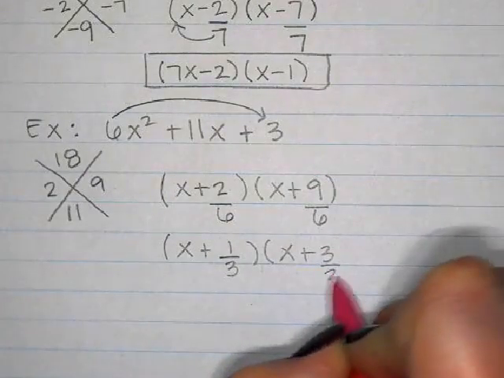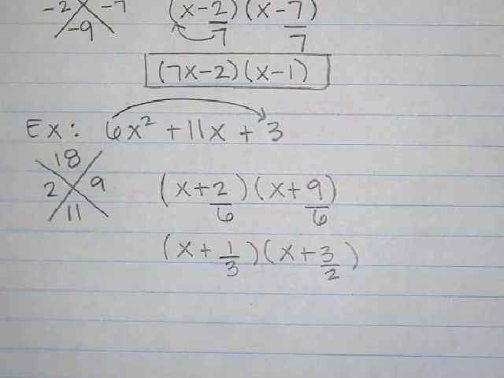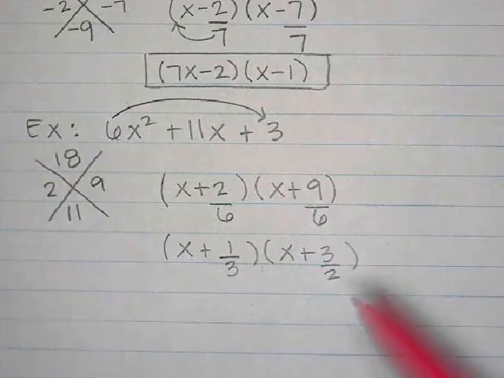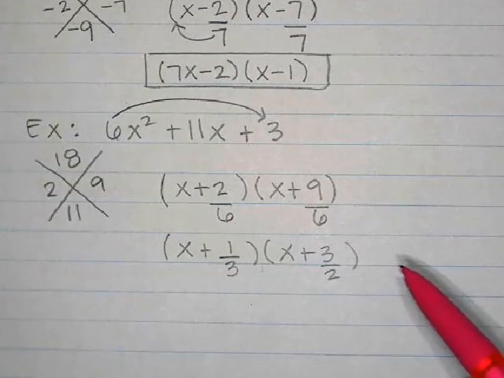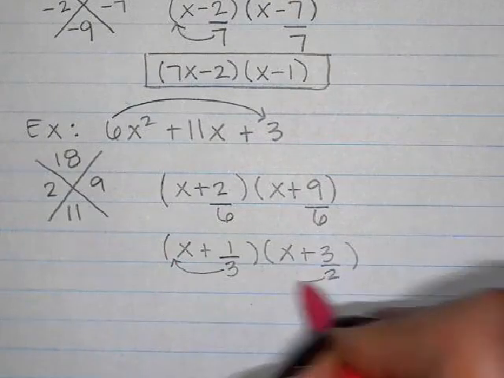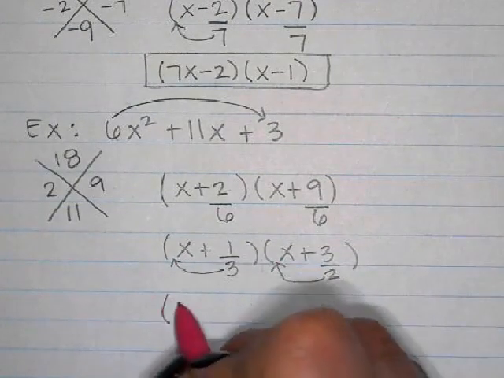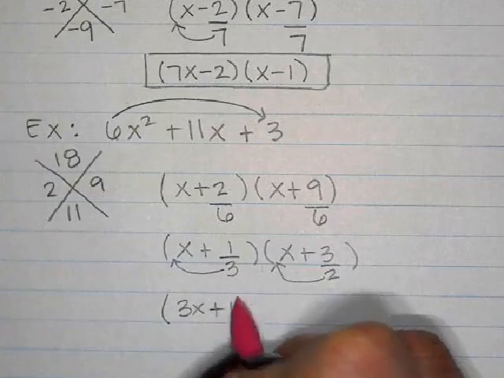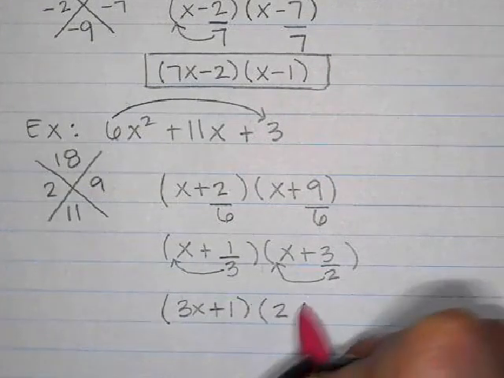Okay. And then if we reduce them and they stay fractions, what do we do? Bottoms up. Bottoms up. So 3x plus 1, 2x plus 3.